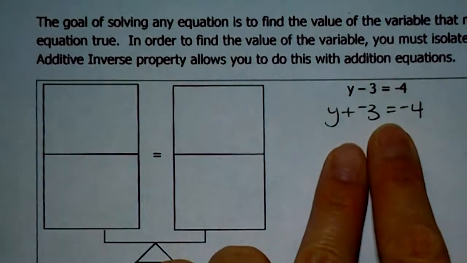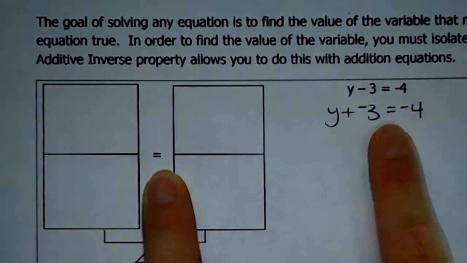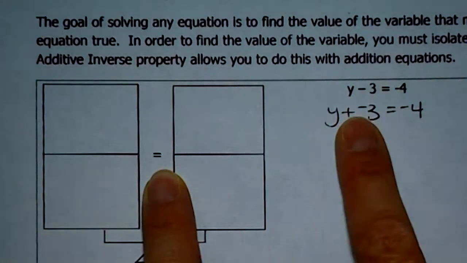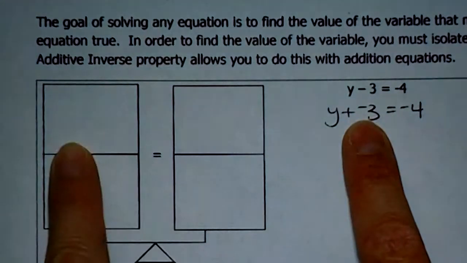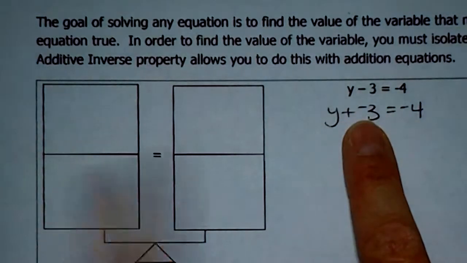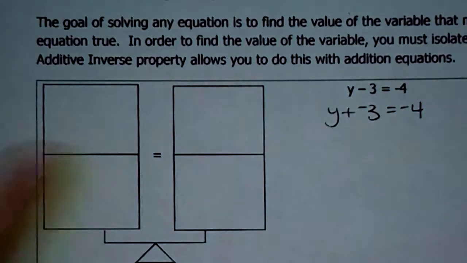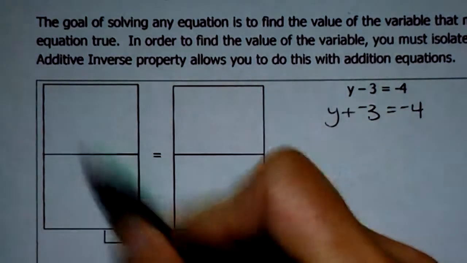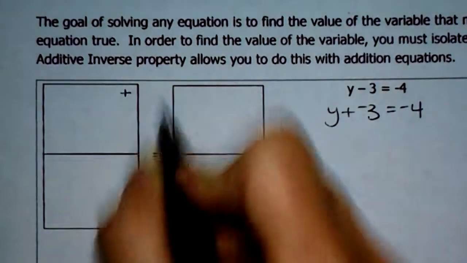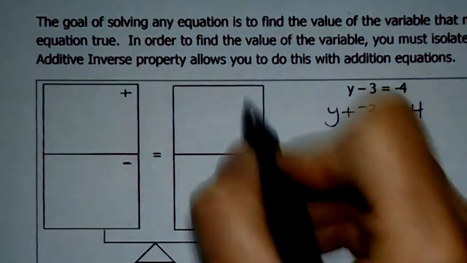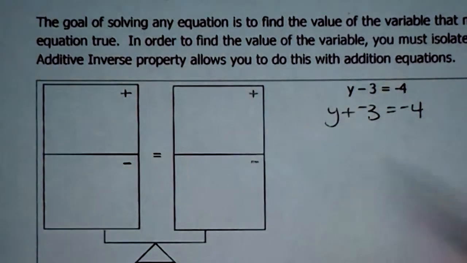So here's my equal sign, and here's my equal sign. We're saying that this y plus negative 3 equals negative 4. That means I want to put y plus negative 3 on this side and negative 4 on this side. And these are just like our algebra block mats in class. We have a positive side of the mat and a negative side of the mat. Positive side of the mat, negative side of the mat.